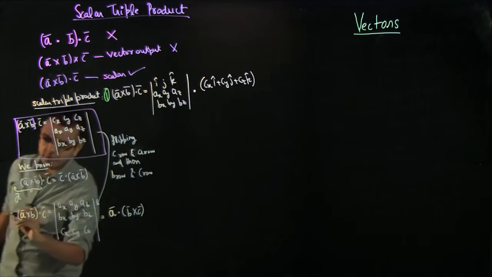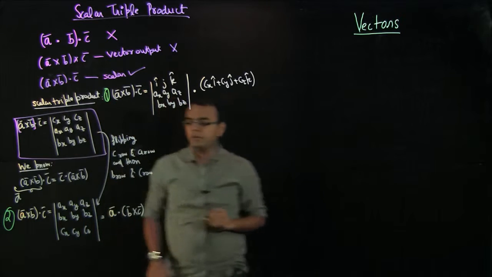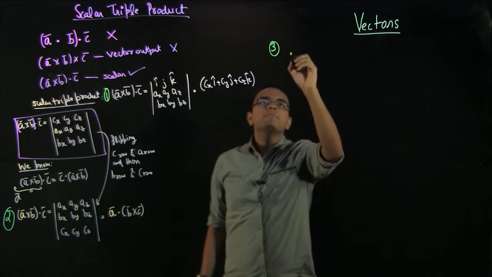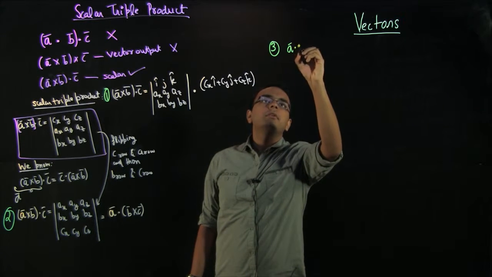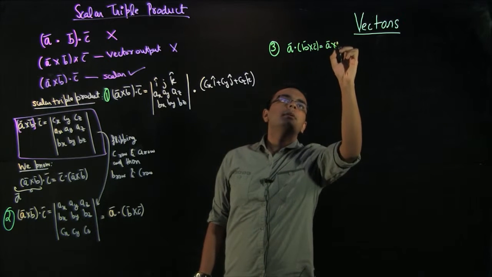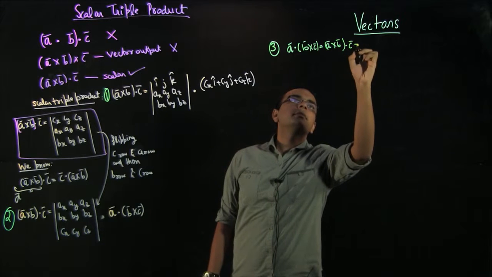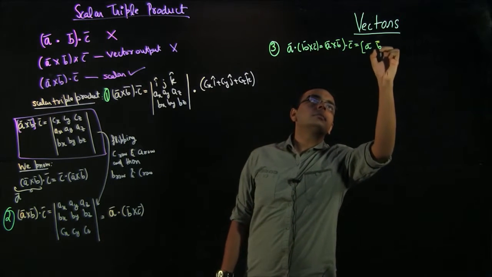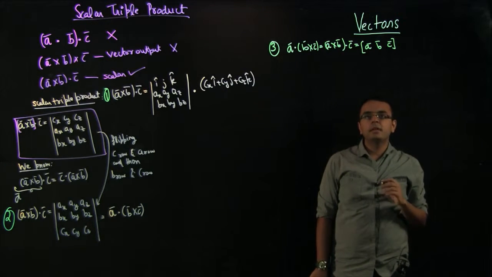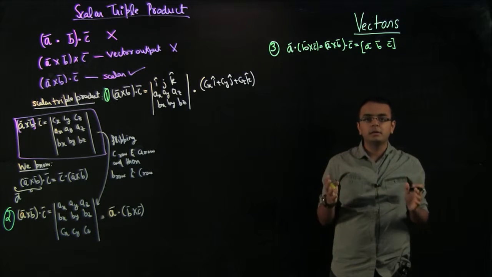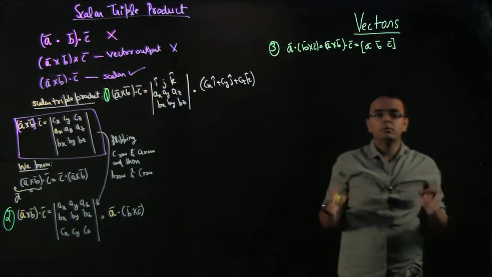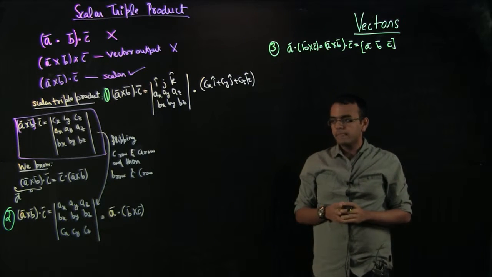And the second property that I want to highlight is this: A cross B dot C is equal to A dot B cross C. Third property, A cross A dot B cross C is equal to A dot A cross B dot C, and sometimes this is written as [A B C], okay? Sometimes this is written as [A B C] because dot and cross doesn't matter. It doesn't matter whether you are taking dot here or cross here, it will always come out to be the same, okay?